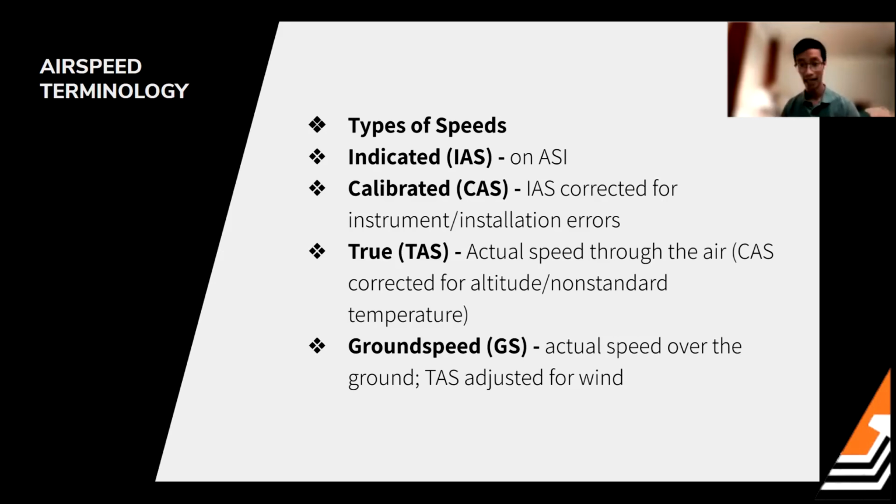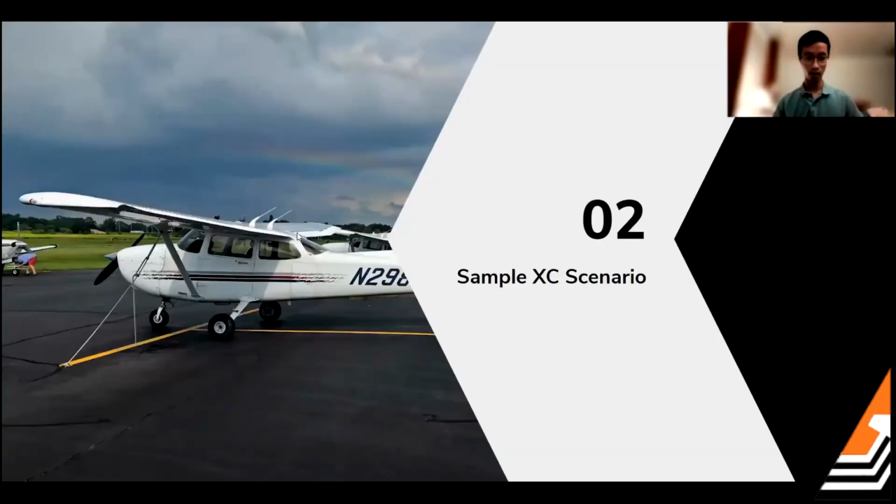True airspeed is the actual speed of the airplane through the air, whereas ground speed, GS, is the speed of the airplane over the ground, right? In other words, that's your true airspeed adjusted for some kind of wind. So if I'm flying with a tailwind, for example, that ground speed is going to be a little bit higher, and then vice versa. So that's all the terminology I wanted to review before we get into this scenario. Okay, so let's talk about the sample cross-country scenario.